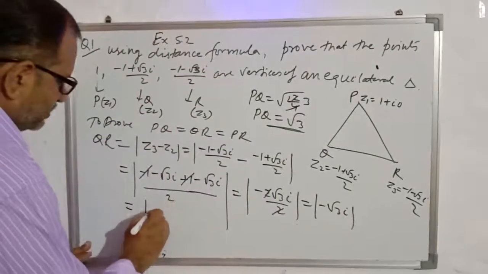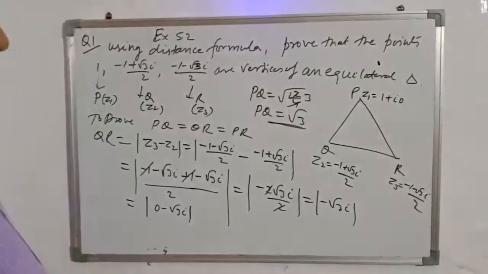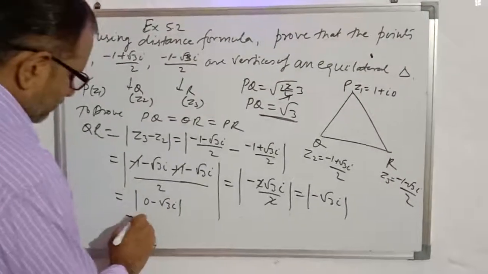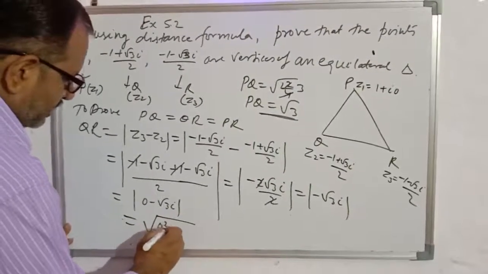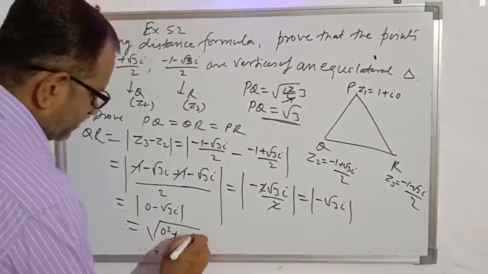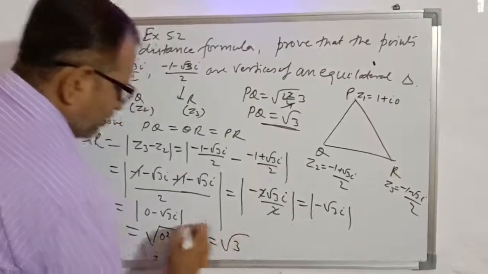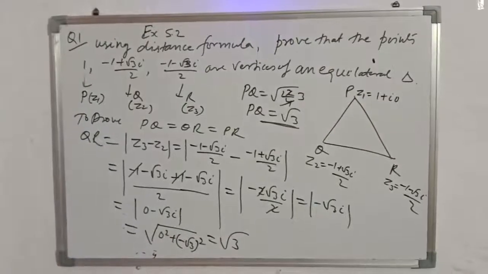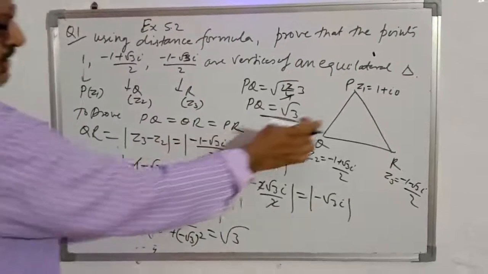Minus root 3i means 0 minus root 3i in the form of complex number. What will be the modulus? 0 square plus (minus root 3) square. So it will be only root 3. So QR is also root 3. Now we will find PR.